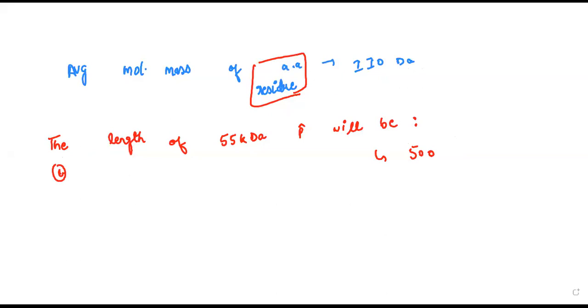Okay, I'm giving another question that was asked in IISc. The closest estimate for the number of amino acid residues in a protein with molecular weight 85 kilodalton.